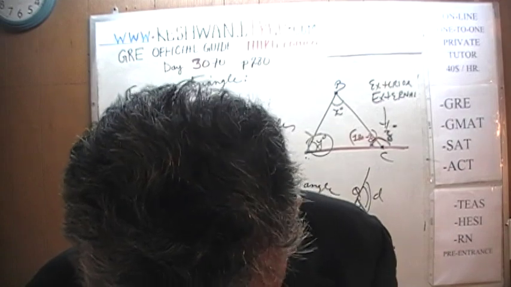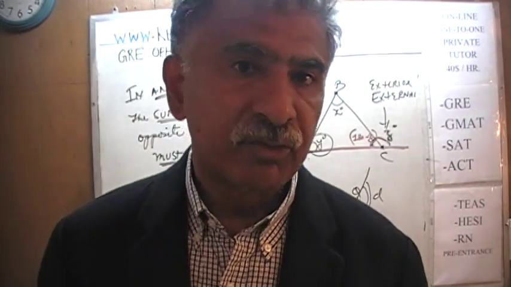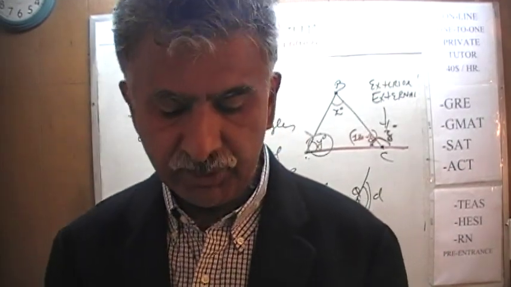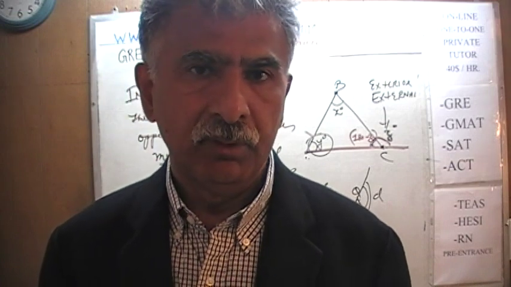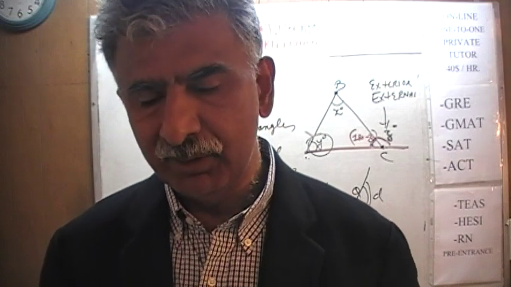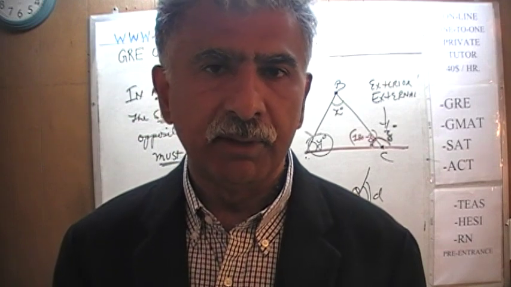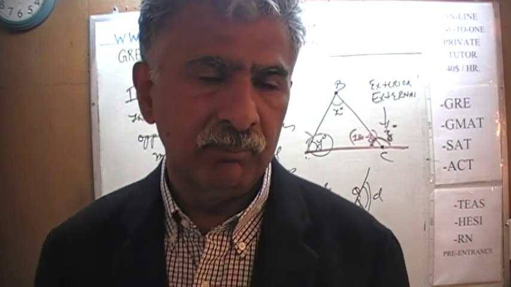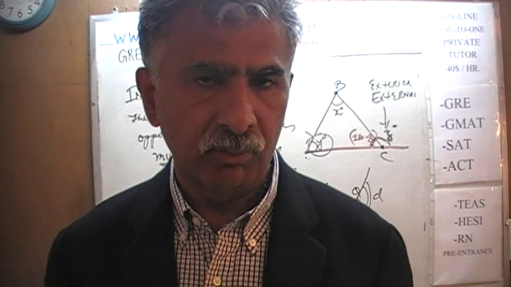Question number 4 talks about a very strange kind of picture, a very strange kind of diagram called decagon. We're going to talk about it in a separate video. We'll talk about what the decagon is and how to figure out the sum of the interior angles of the decagon, which is what the question is asking about.